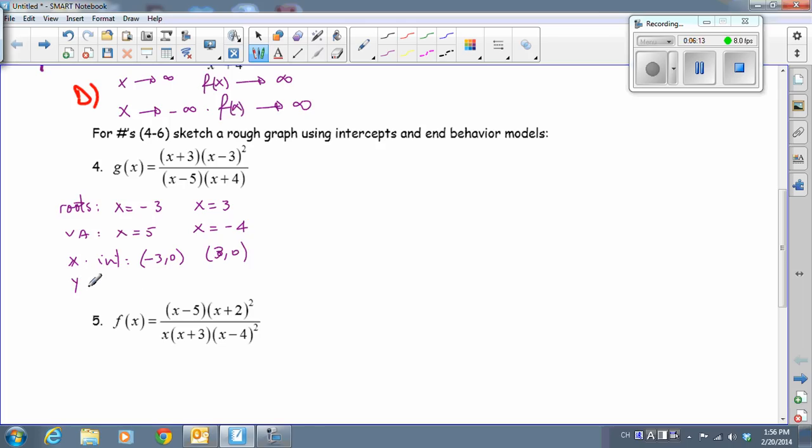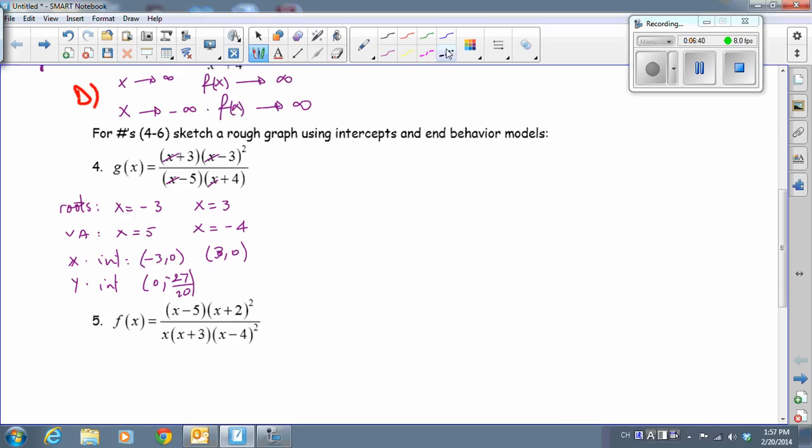My y-intercept on this one will be at 0, comma, in case I decide to plug in 0 for all the x's. On top, I will have 9, and 9 times 3 will be 27, over, and on the bottom, I will have 5 times -4, which is -20.